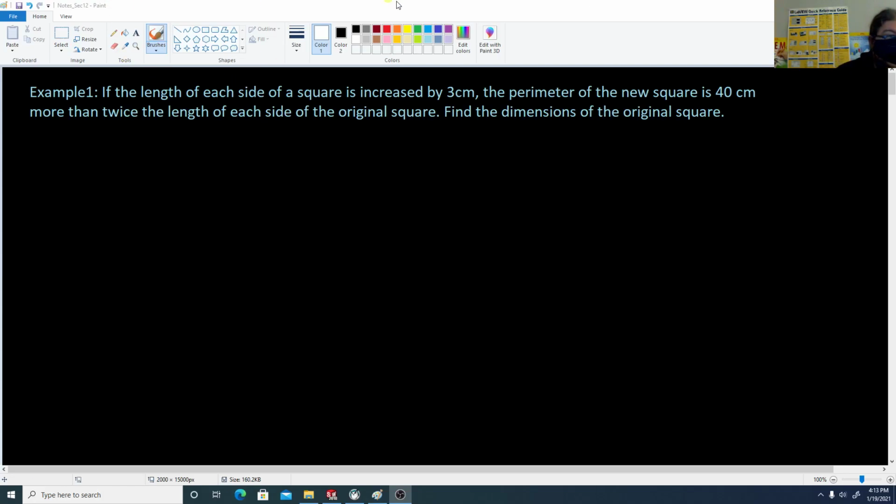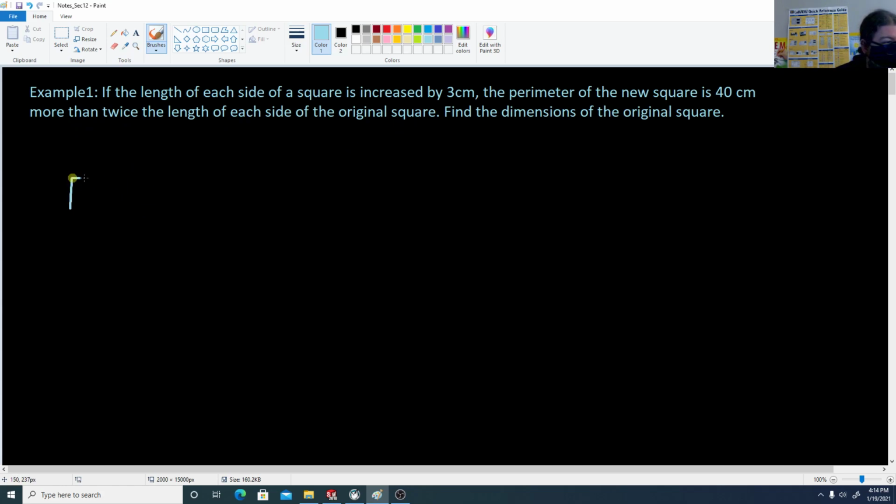Okay, so we are going to cover section 1.2 and answer these questions here. For example 1, we've got: the length of each side of a square is increased by 3 centimeters. The perimeter of the new square is 40 centimeters more than twice the length of each side of the original square. Find the dimensions of the original square.